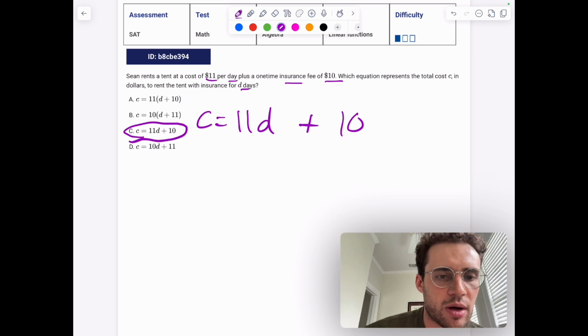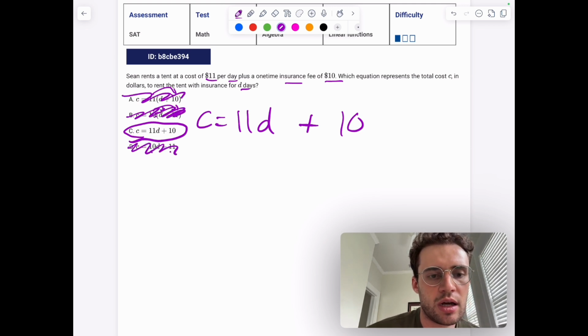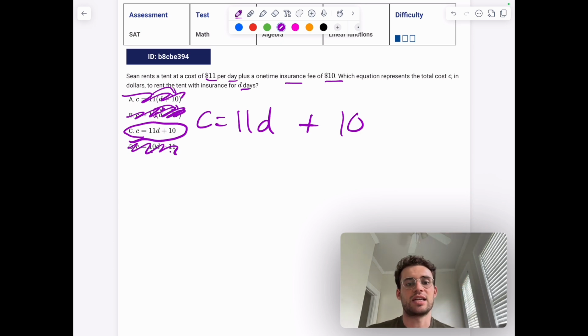And you could check that one of these is not it, but when you distribute the 10, you'd either get plus 110, that's way too much, or yeah, this is also plus 110. This one is also wrong because you have 10D instead of 11D. All right, so it's definitely not that. And this one, they just switched the coefficient and the constant. Right, it's 11 times the number of days because that's your daily fee, and then you pay the insurance once.